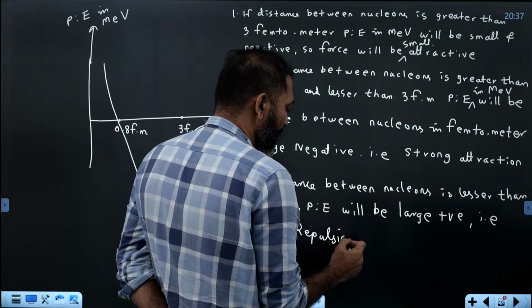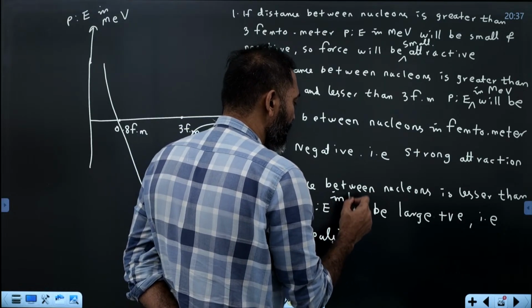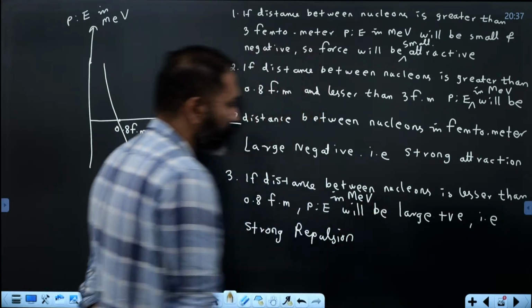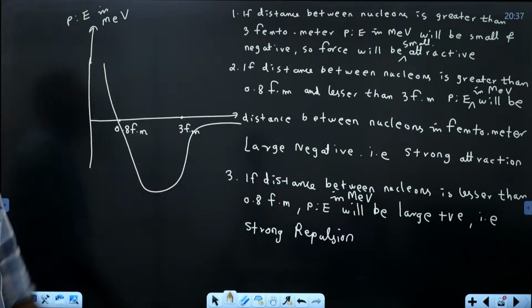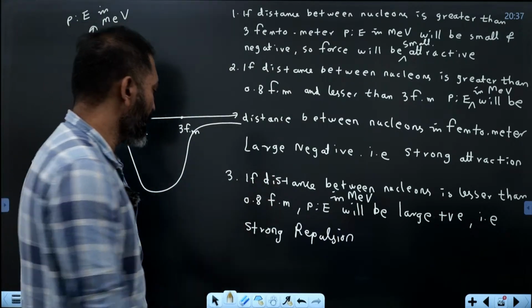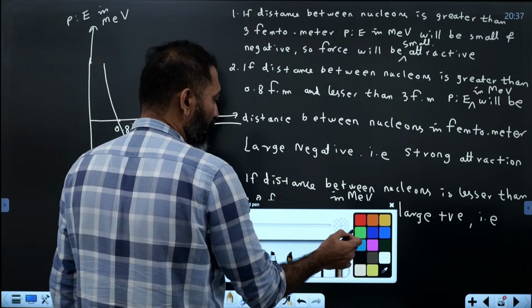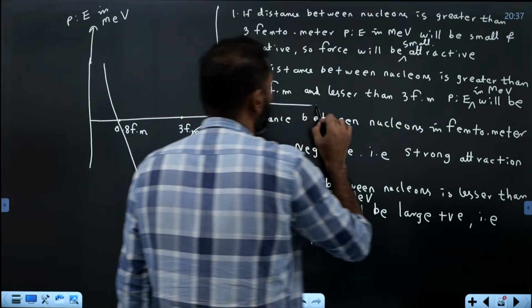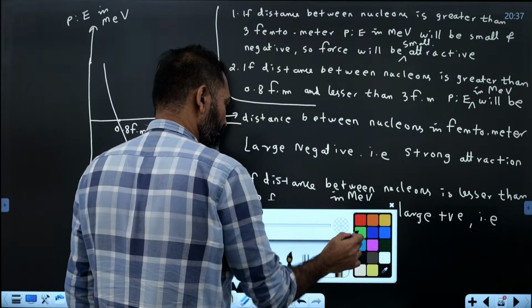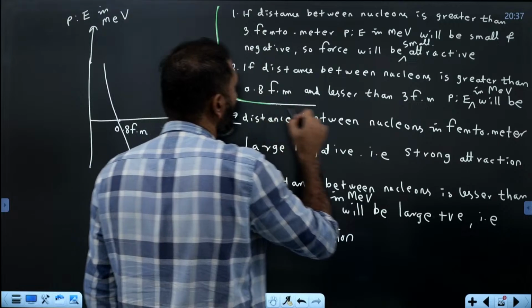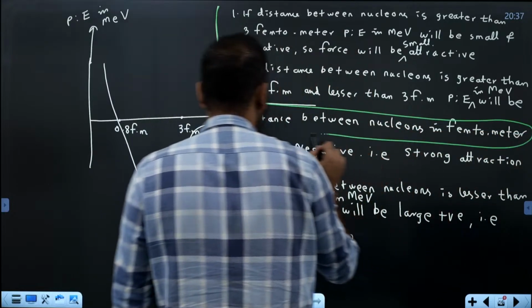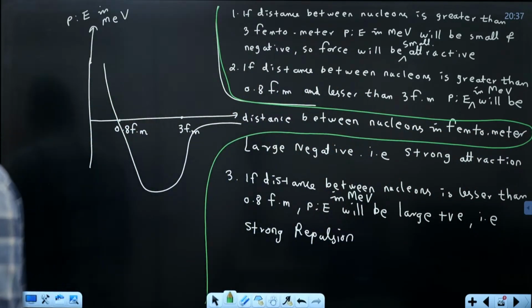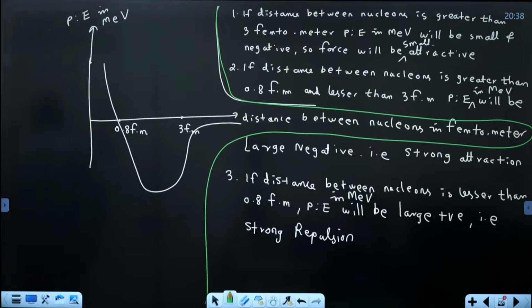Remember, potential energy in MeV, million electron volt. Always remember potential energy in MeV, distance between nucleons in femtometer. Distance between nucleons in which unit? Femtometer. Note down these 3 cases. This is a repeated board exam theory question, not an entrance question, a theory question.